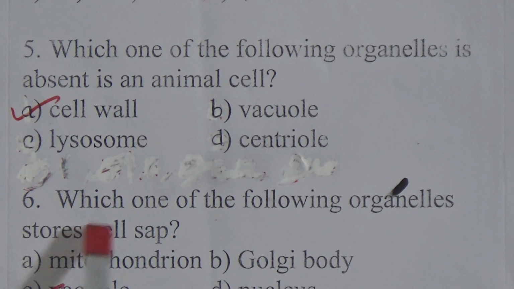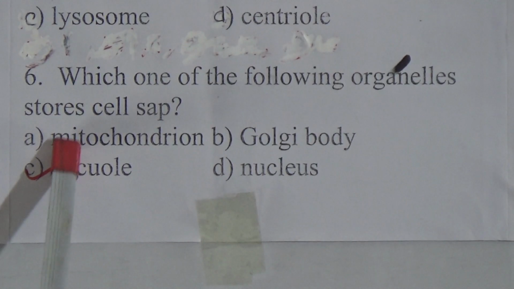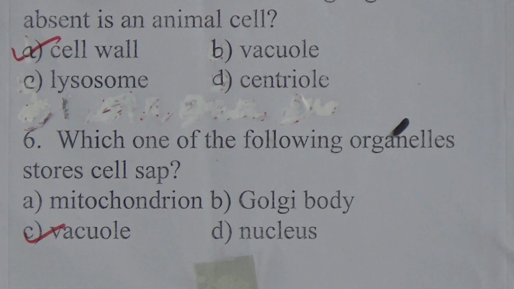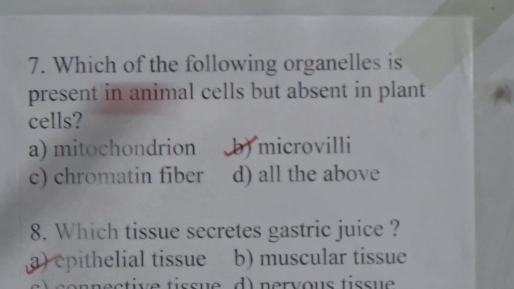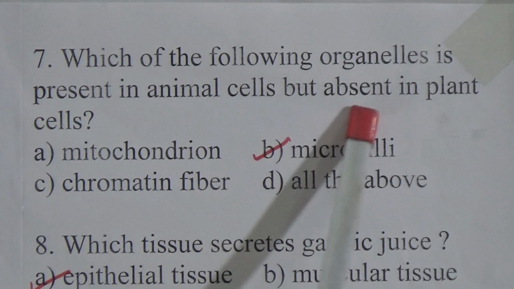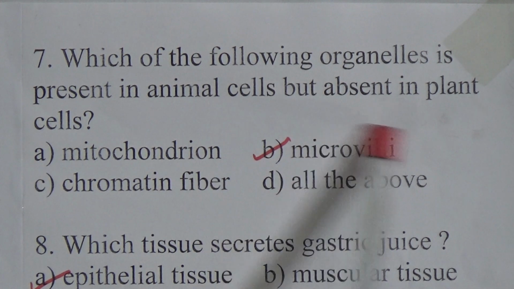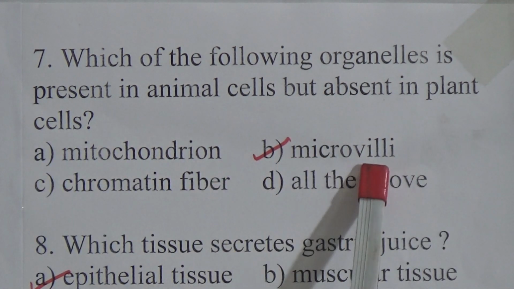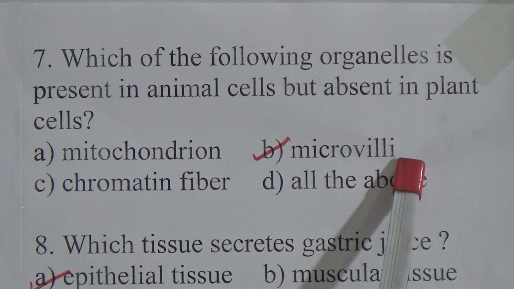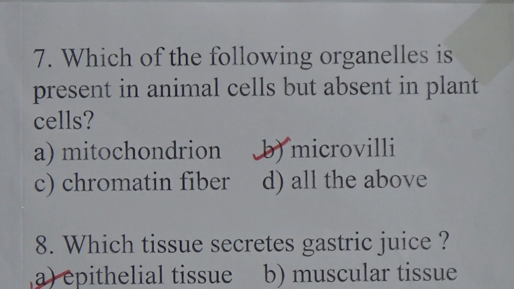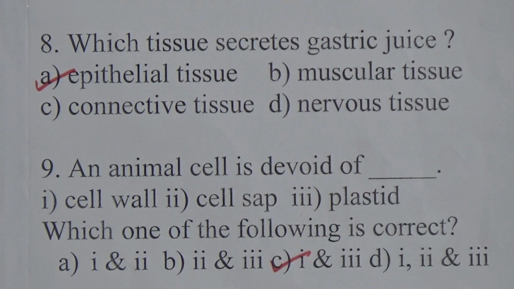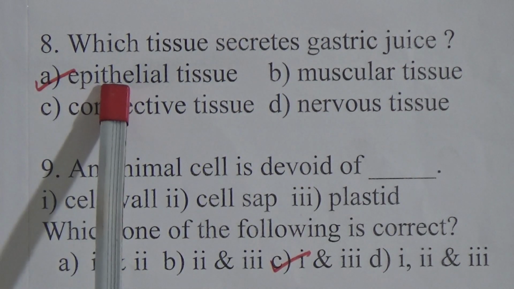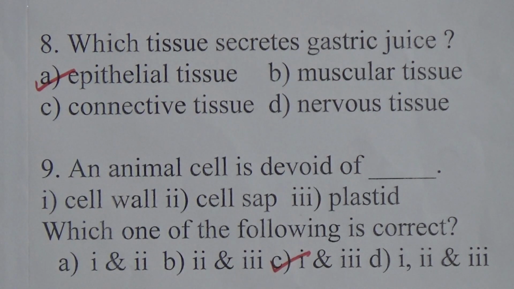Now, six number, which one of the following organelles stores cell sap? The answer will be vacuole. Now, seven number. Which of the following organelles is present in animal cells but absent in plant cells? The answer will be microvilli. In plant cells, we cannot find microvilli. Now, eight number. Which tissue secretes gastric juice? The answer will be epithelial tissue.